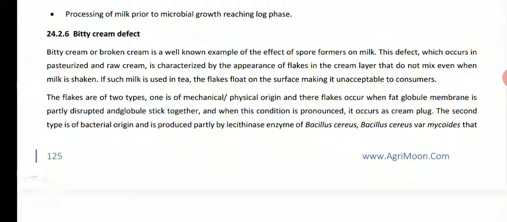So Bitty cream, or broken cream, is a well known example of the effect of spore formers in milk. This defect, which occurs in pasteurized and raw cream, is characterized by the appearance of flakes in the cream layer that do not mix even when the milk is shaken. If such milk is used in tea, the flakes float on the surface, making it unacceptable to consumers. So the Bitty cream defect is nothing but formation of flakes of fats or some fatty layer on milk.